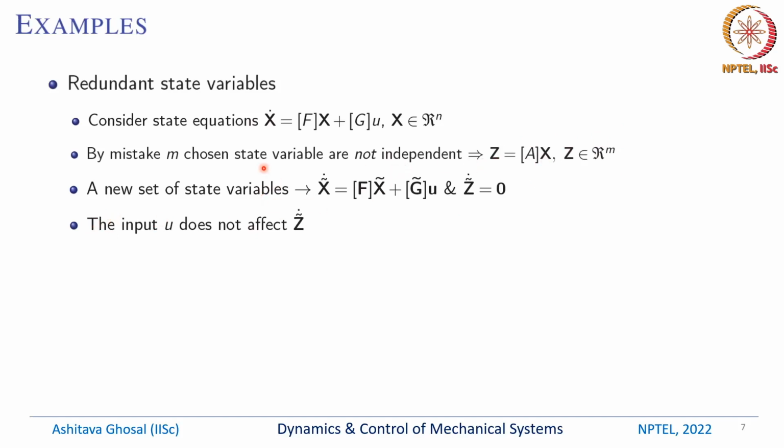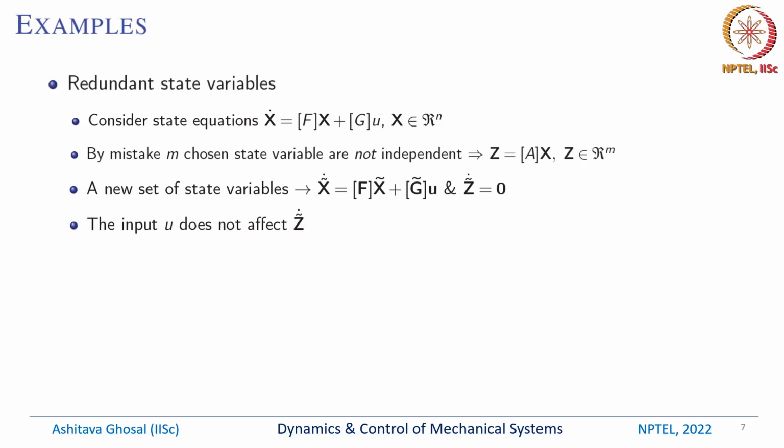We can now convert these two sets of equations to x tilde dot is equal to F into x tilde plus G into u, and z tilde dot is equal to 0. We can do some linear combination and choose a new set of state variables x tilde, such that this is what we get, and z tilde dot is equal to 0. So essentially the state variables z are not affected by u, because you can see z tilde dot is equal to 0. So some of these state variables, the z tilde ones, are not affected by u, and hence the system is not controllable.